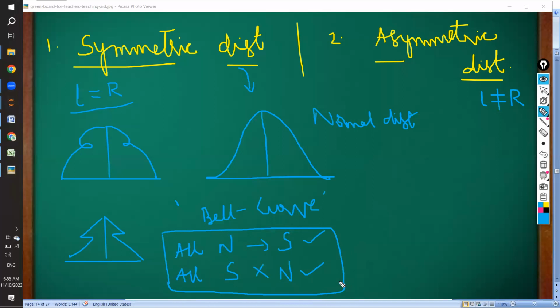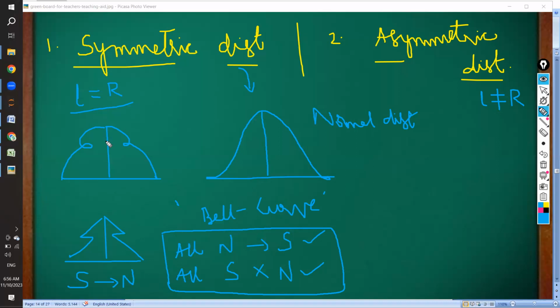Can I say all symmetric distributions are normal distributions? No. Correct. A symmetric distribution could be any distribution where the only requirement is that it should be a mirror image of each other. But a normal distribution is a special case of symmetric distribution wherein it should definitely be in the shape of a bell curve.